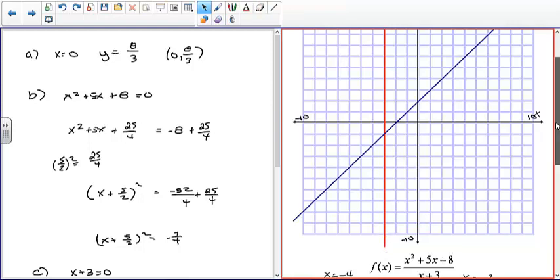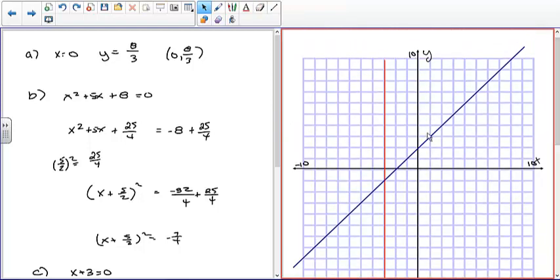And there's only a y-intercept, which is here on the y-axis, and it's 8/3. So 8/3 is a little more than 2, so it's 2 2/3. So that's right there. So you can see what's going to happen is this thing is going to come down like this.